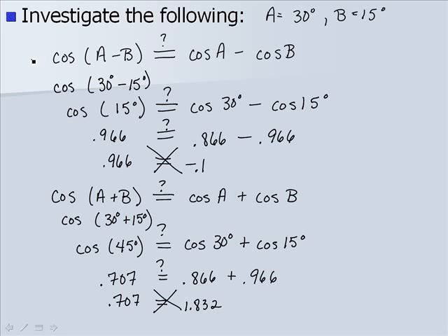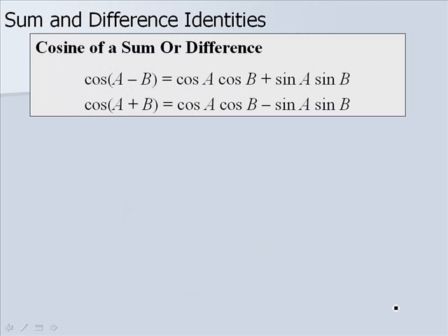So since neither one of them are true, we need to find another way to do our sum and difference when we're dealing with trig functions. So we have sum and difference identities. First, let's look at cosine. We see that cosine of our difference, A minus B, is cosine of A, cosine of B, plus sine of A, sine of B. And you see that when we're adding first, then we have subtraction.